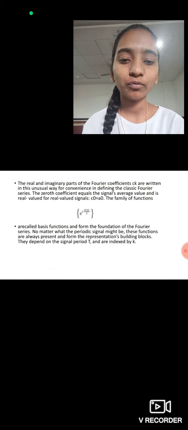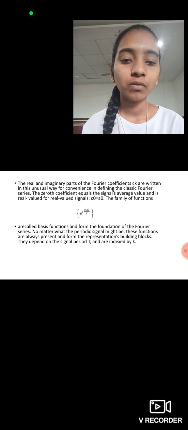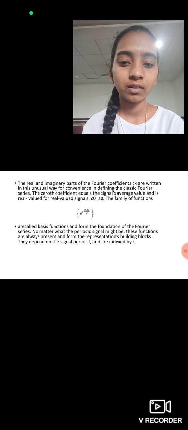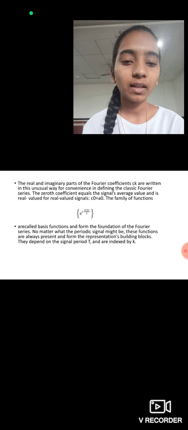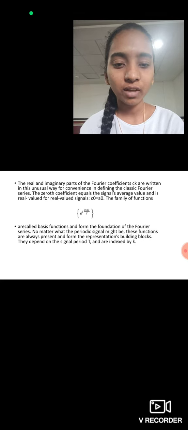The real and imaginary parts of the Fourier coefficient are written in an unusual way for convenience in defining the classic Fourier series. The zeroth coefficient equals the signal's average value and is real for a real-valued signal: c0 is equal to a0.